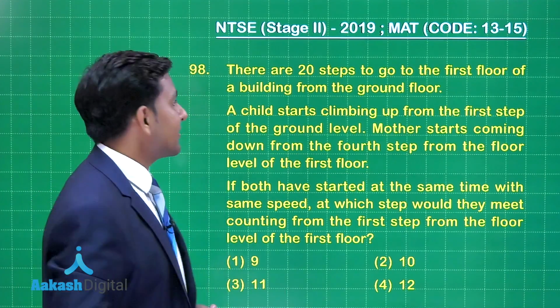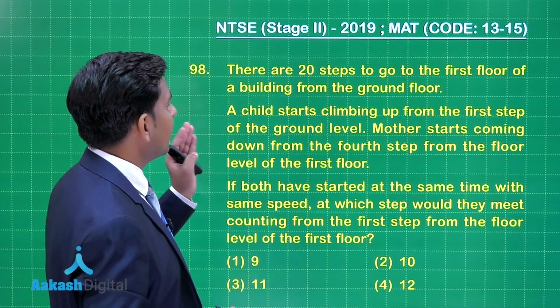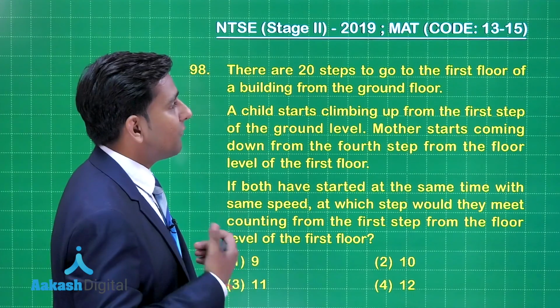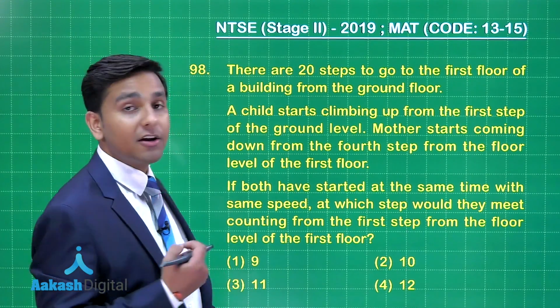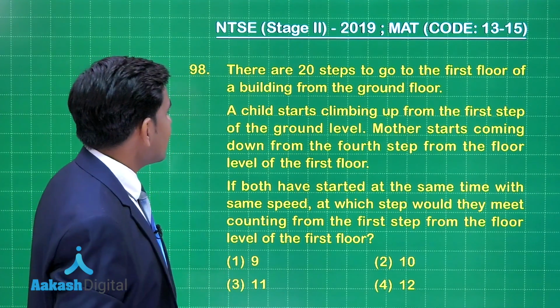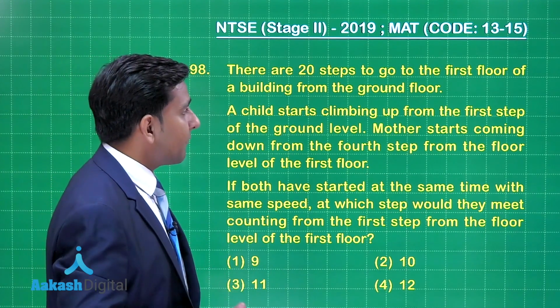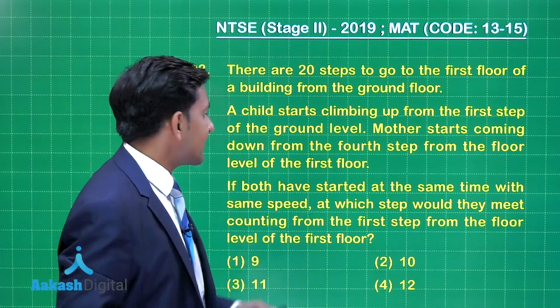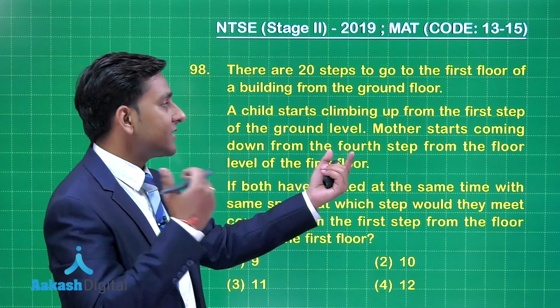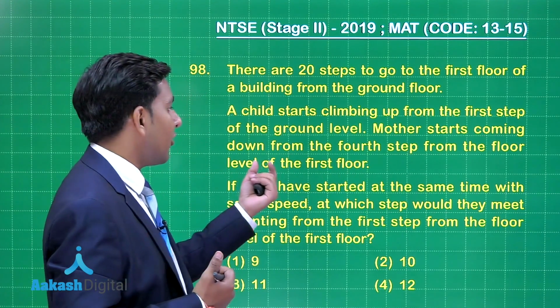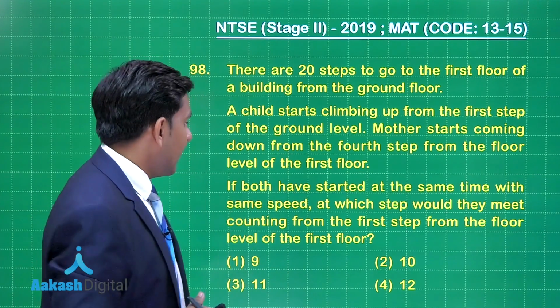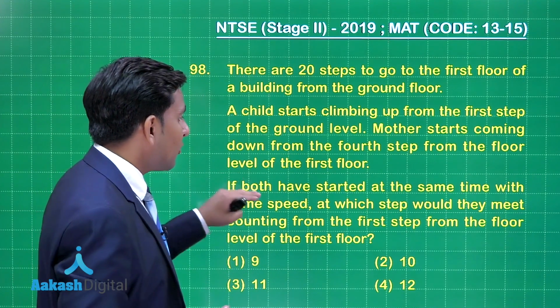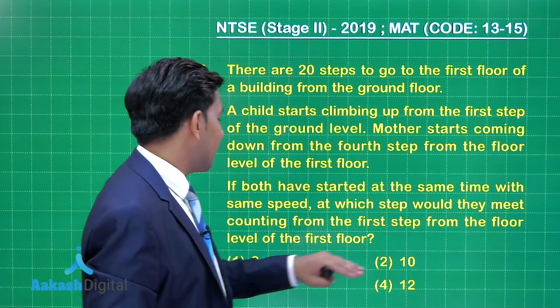Now it's time to solve question number 98. This question states there are 20 steps to go to the first floor of a building from the ground floor. Further, this question says a child starts climbing up from the first step of the ground level. Mother starts coming down from the fourth step from the floor level of the first floor. And further, this question says if both have started at the same time with the same speed.